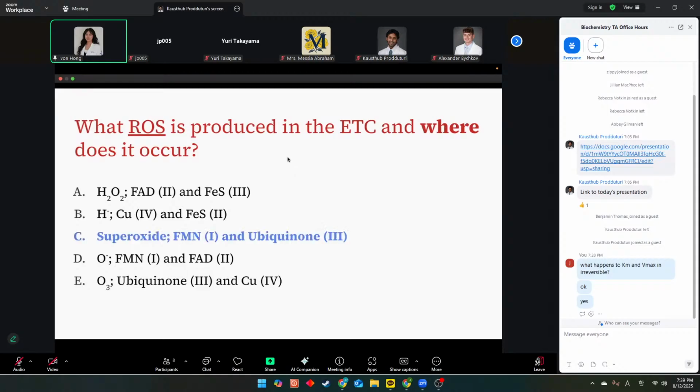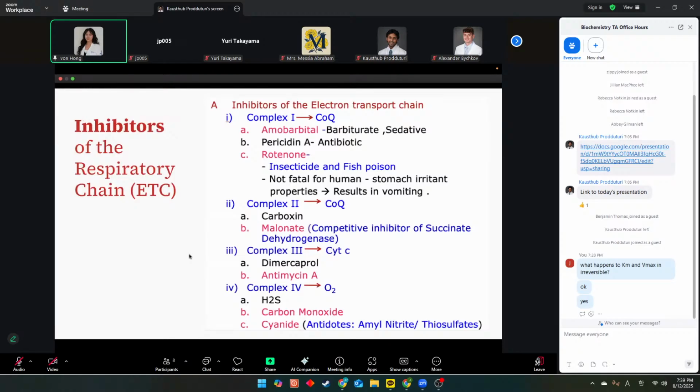And again, all the information I have is in the speaker notes in case you want to review it. So superoxide is made in the ETC. It leaks out from complex 1 through FMN. It also leaks out from complex 3 from ubiquinone, just kind of more of a memory thing for this lecture.